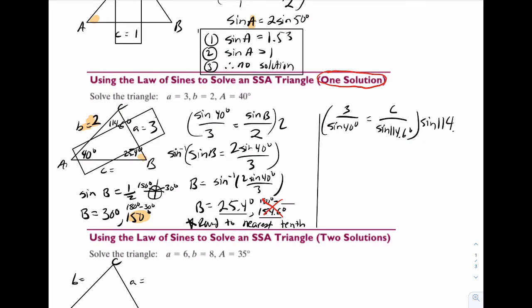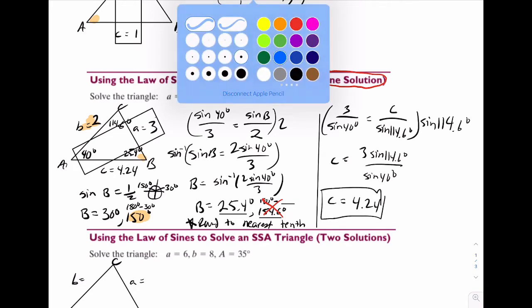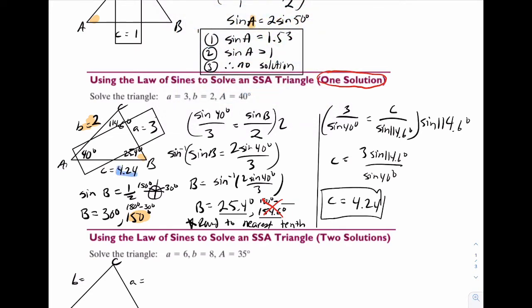Multiply by sine 114.6. So C must be 3 sine 114.6 all over sine 40. You plug it in your calculator, you're going to get 4.24. And let's fill that in, 4.24. And I'll highlight that for everybody so we know what we found. So we found 4.24, 25.4, 114.6. And there we go. There's a complete answer.